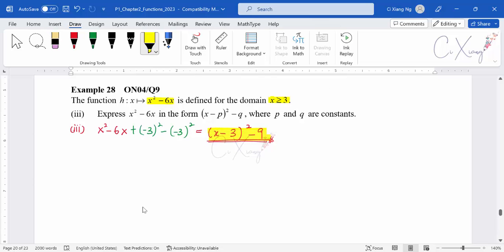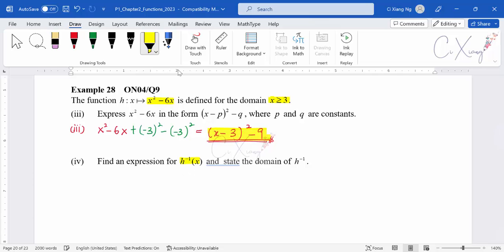Okay, and then how about part number 4, the next part? Alright, so for the next part, they want us to find an expression for H inverse and state the domain of H inverse. So maybe let's have a look at the H inverse first.